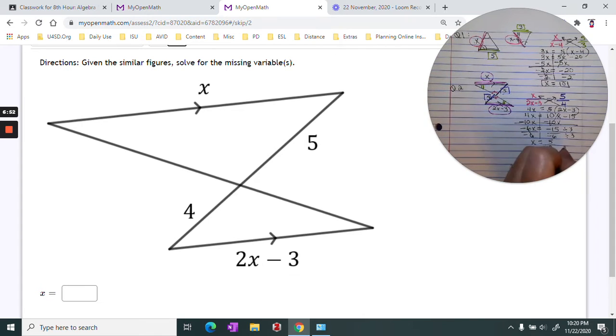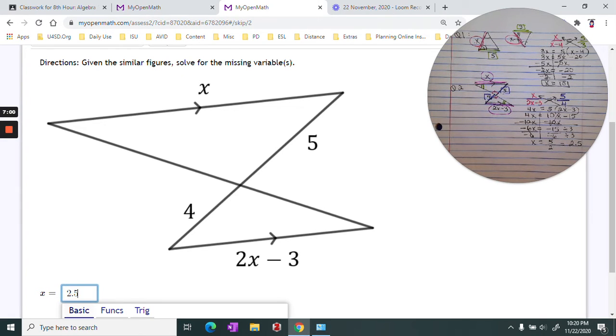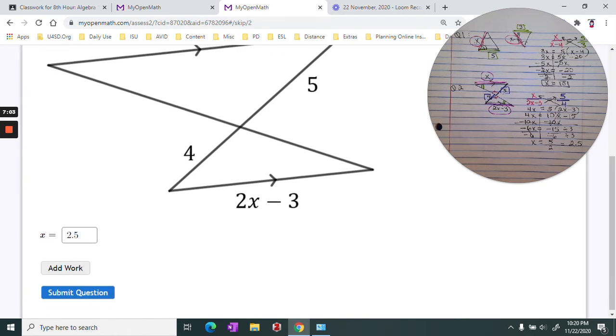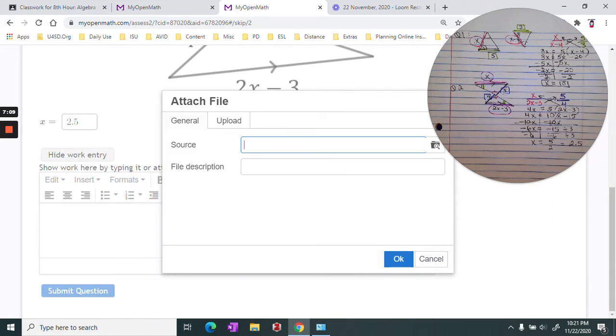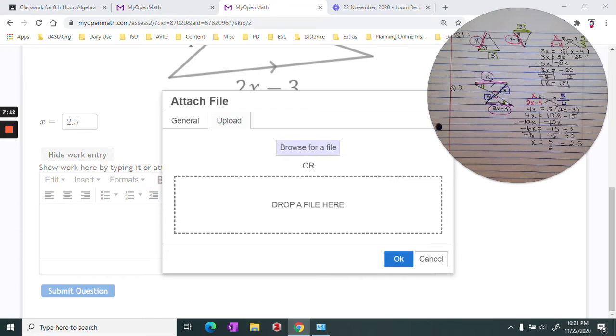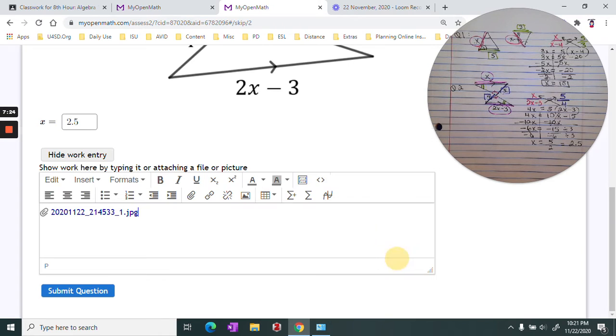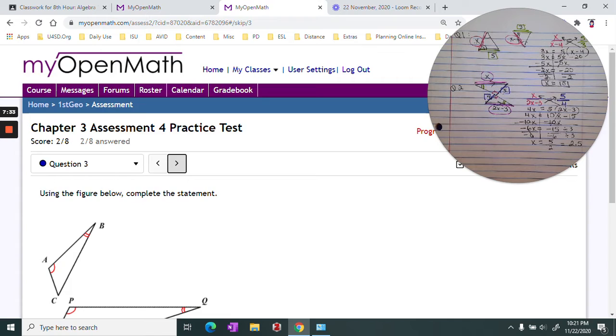Okay, so what is that? 2.5 that I can use. Okay, then I am going to add my work. And I believe I did this problem on that same picture as before. All right, and then I will submit. There we go. All right, so let's go on to question 3.